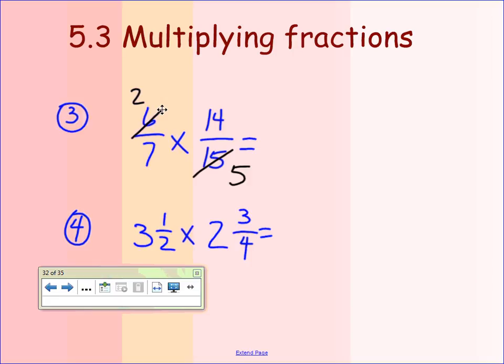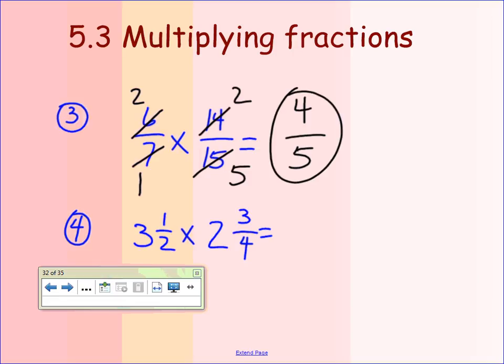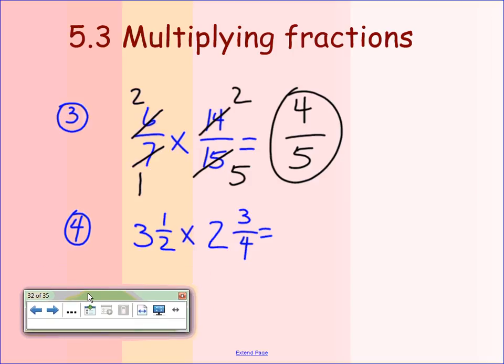How about 14 and 7? Is there a common factor? 7. 7 into 7 once, 7 into 14 twice. So rather than multiplying 6 times 14 and 7 times 15, I'm multiplying 2 times 2, which is 4, and 1 times 5, which is 5. That makes it a lot easier for everyone to multiply fractions. Now the second type of fraction you'll be multiplying are mixed numbers.